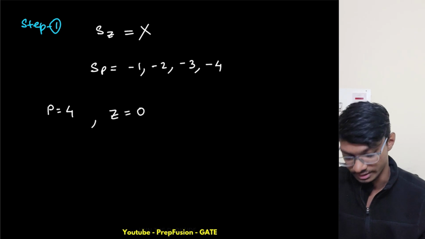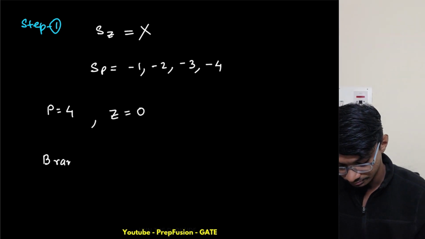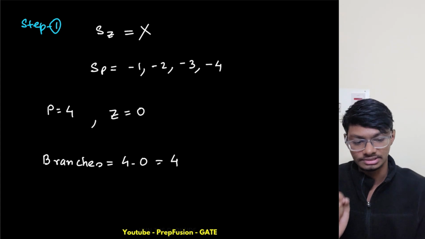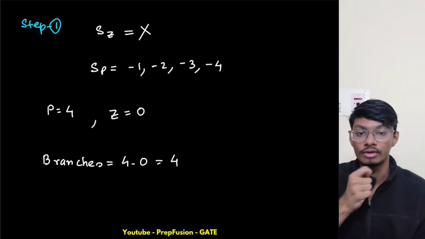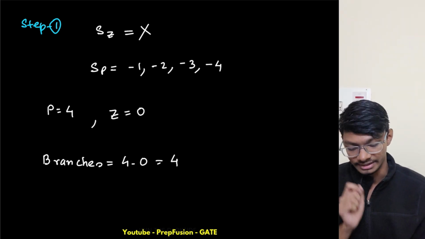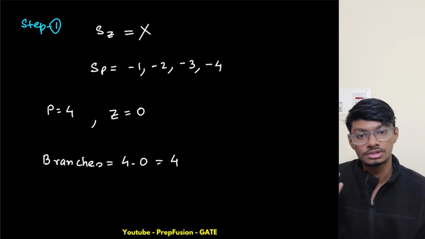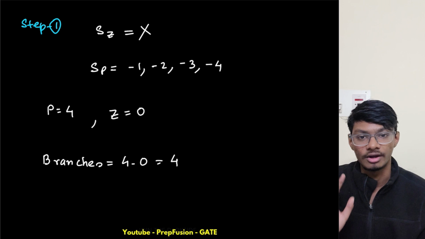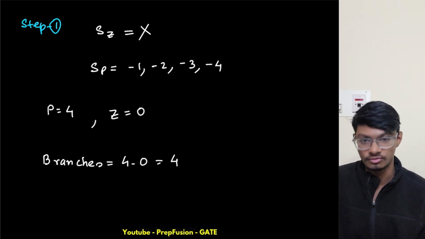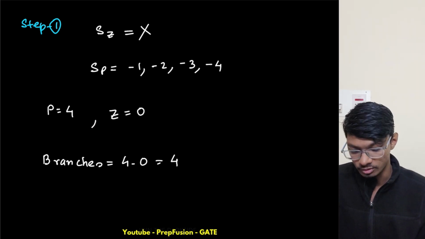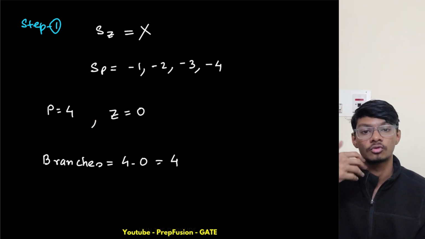So how many branches will I have? Number of branches is equal to 4 minus 0, which equals 4 itself. I will have 4 branches, so I will always have 4 roots. For one value of K I will have 4 roots. But what is the problem here? I have 0 zeros and 4 poles. So how many virtual zeros or asymptotes will I have? I will have 4, because only at K equals infinity should the branches terminate at zeros, but I don't have any zero to terminate at. So I will have to make 4 virtual zeros.